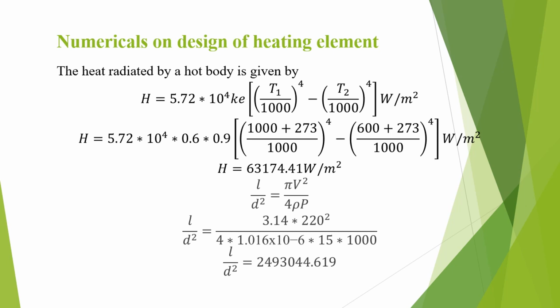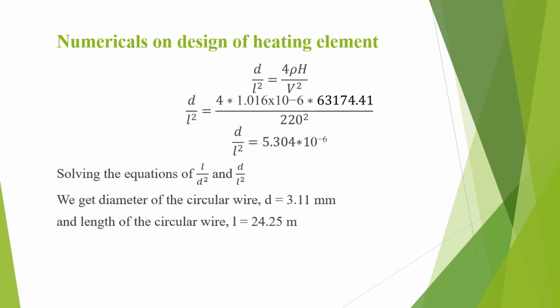We have the equation of L by D square equal to pi V square by 4 rho P. Since in the problem it was asked length and diameter, we can know that the heating element is of circular shape, so the L by D square equation is used. L by D square is got by substituting the values of supply voltage, resistivity and power. Then we have one more equation, that is D by L square equal to 4 rho H by V square. Substituting the values, we get D by L square also.